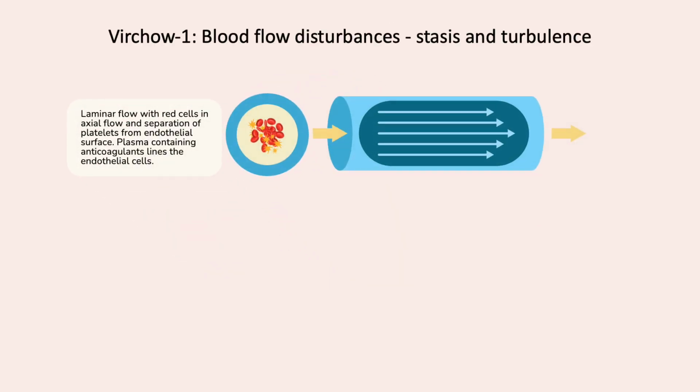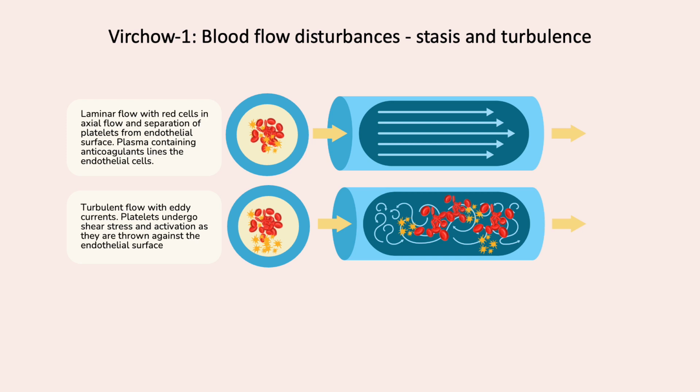As described earlier, laminar flow has red cells in the central axial flow, with separation of platelets from the endothelial surface and plasma containing anticoagulants lining the endothelial cells. Turbulent flow is created when the vessel walls are not smooth. Turbulent flow is associated with eddy currents that throw platelets against the vessel wall. The platelets are then subjected to shear stress and are activated as they are thrown against the endothelial surface.